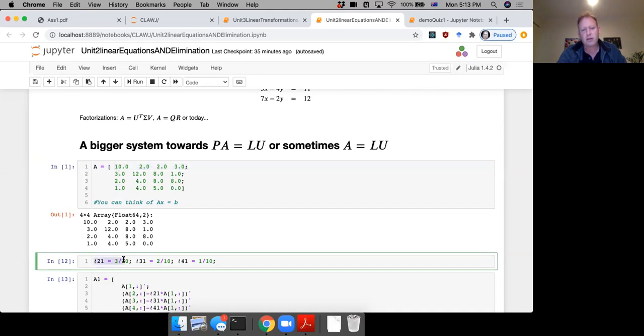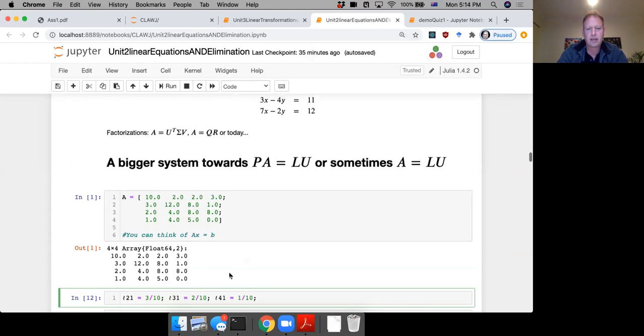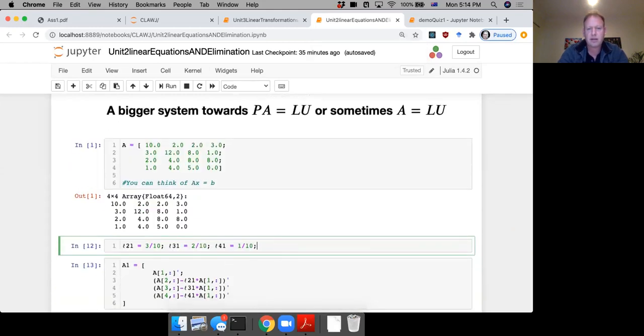That multiple, I'm calling L, and I get it in Julia by typing backslash L, tab. That's how you get an L. It's just nicer because when I hit L on my keyboard, it looks maybe like a 1, and it's a bit confusing. So that's L, like ELL, a LaTeX L. L21 is going to be 3/10.